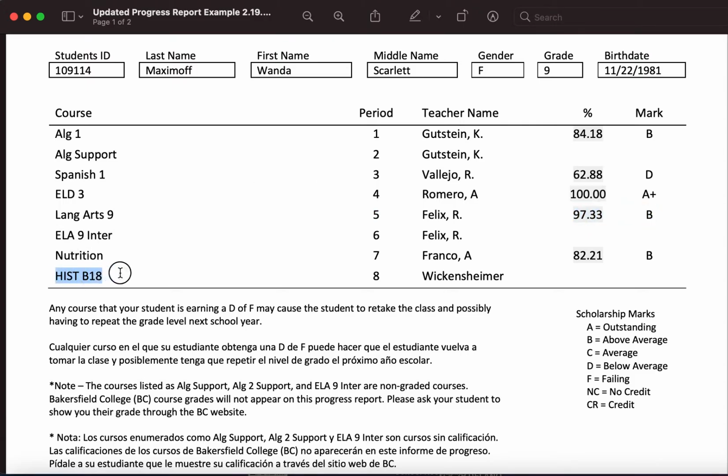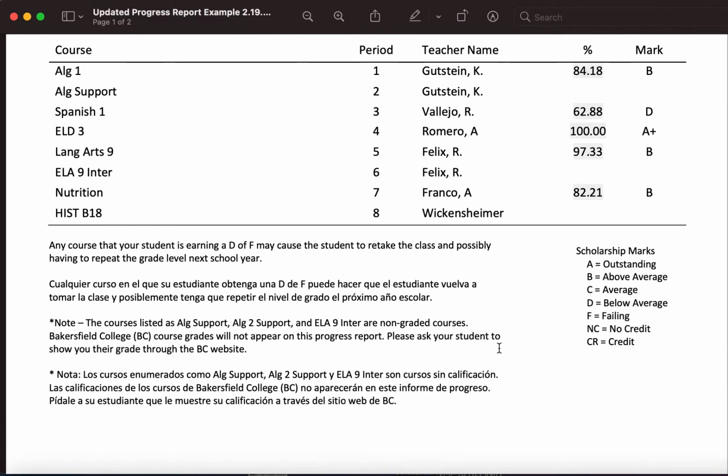Now, you might notice down here this History B18 course is one of our early college classes. Any of the Bakersfield College course grades don't appear in the progress report. The easiest and fastest way to see the BC grades is you need to ask your student to pull up their BC grade books on the BC website and have them show you the grade. That is the fastest way to get the grade because they are BC students in the BC system. So just some things to keep in mind.